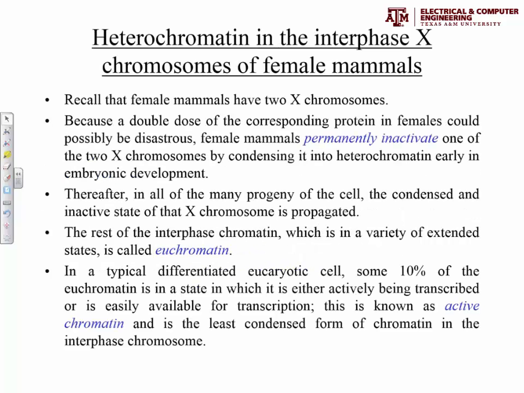Now, one very good example of heterochromatin packing is in the X chromosomes of female mammals, right? Recall that males have one X chromosome and a Y chromosome. Females have two X chromosomes in every cell. But if you have two X chromosomes, then the two X chromosomes will produce a double dose of that corresponding protein, right? So that will be disastrous, right? So because of that, female mammals will permanently inactivate one of the two X chromosomes by condensing it into heterochromatin very early in embryonic development, right? Very, very early in life, it is decided whether it is the paternal X chromosome or the maternal X chromosome that will get inactivated.